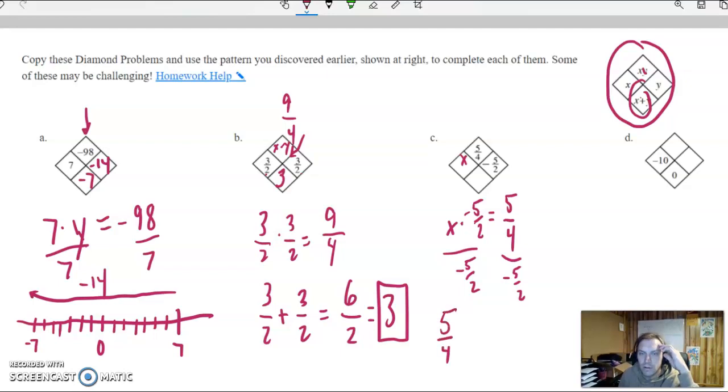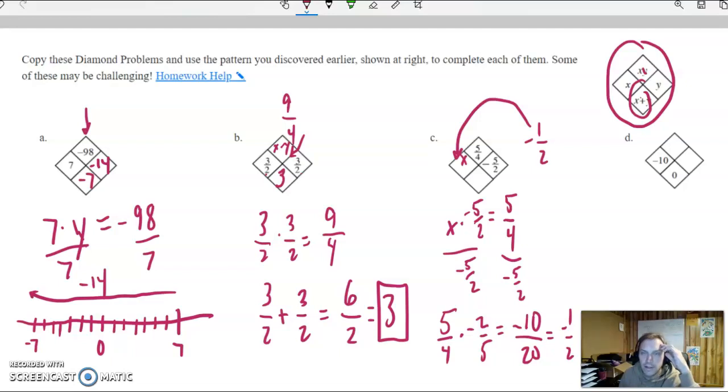5/4 multiplied by negative 2/5 is the way of dividing by a fraction, and we'll walk through that specifically why at another date. But 5 times negative 2 is negative 10. 4 times 5 is 20. This fraction reduces to negative 1/2. And so my answer for this value is negative 1/2. And that makes sense that it's negative, because a negative times a negative is a positive.